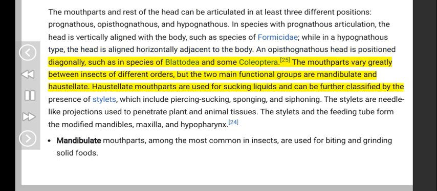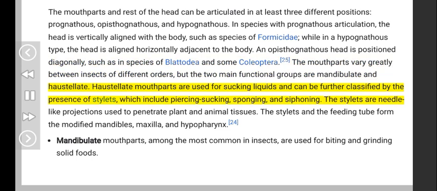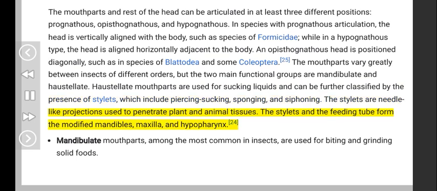The mouthparts vary greatly between insects of different orders, but the 2 main functional groups are mandibulate and haustellate. Haustellate mouthparts are used for sucking liquids and can be further classified by the presence of stylets, which include piercing-sucking, sponging, and siphoning. The stylets are needle-like projections used to penetrate plant and animal tissues. The stylets and the feeding tube form the modified mandibles, maxilla, and hypopharynx. Mandibulate mouthparts, among the most common in insects, are used for biting and grinding solid foods.